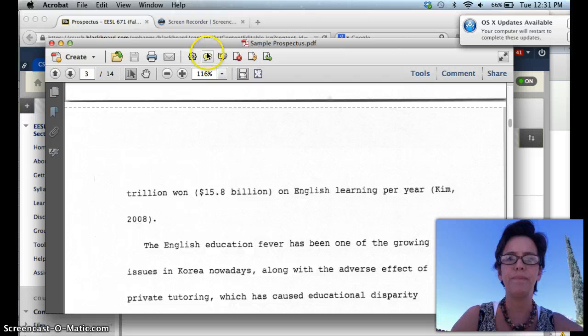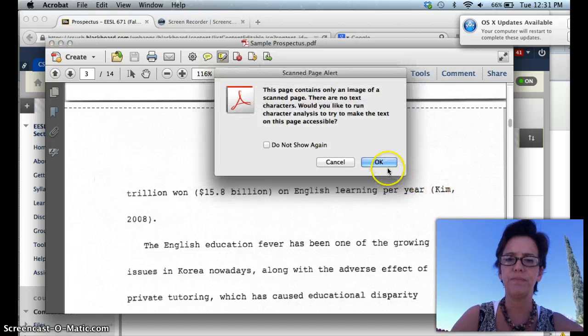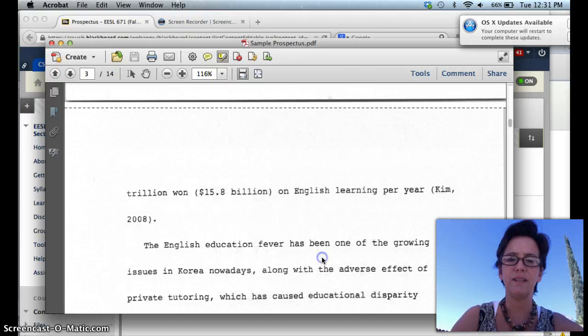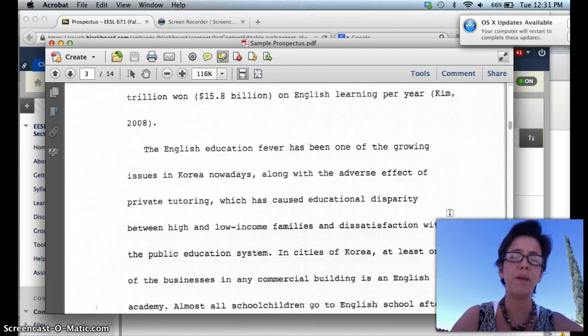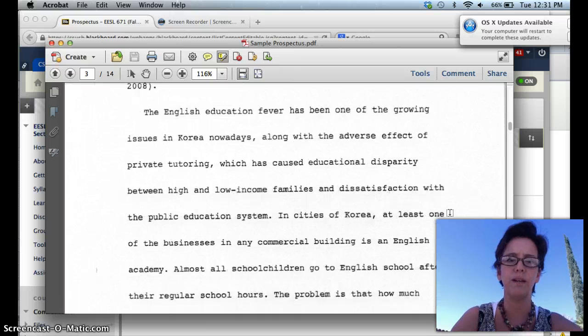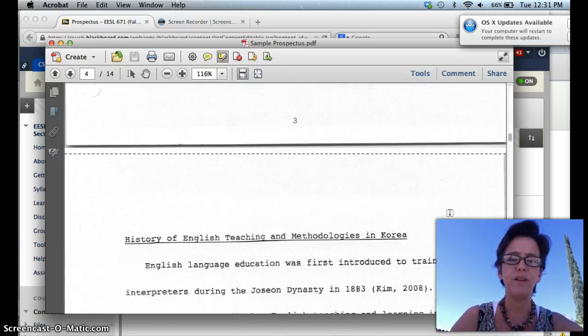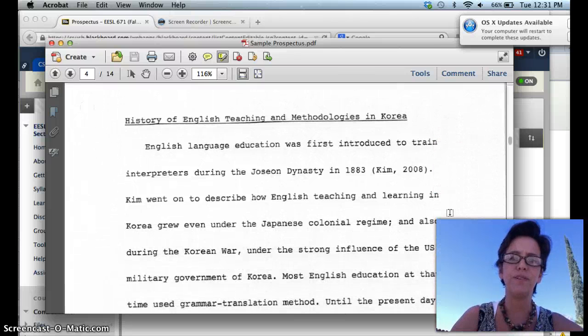So there you can see that is the section on the role of English, and I want to highlight this. There are references right here. For example, Kim 2008 is being cited in terms of the information that this student is bringing in. Okay, so there you have it. That was the first section.